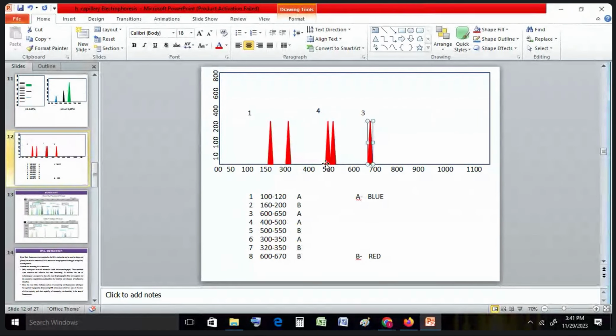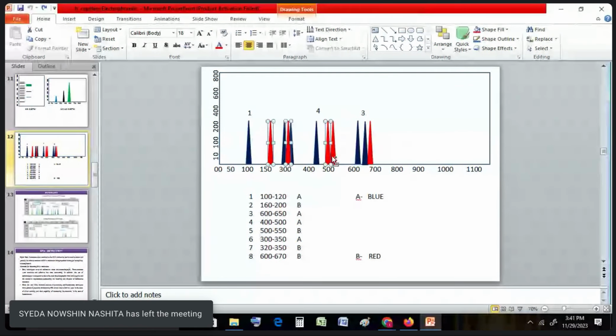What I was saying is that by looking at the peaks here, you can understand the size of the product and also the intensity of the product. This way you can command the software to keep, in this case, all the red color product, or you can command the software to keep all the blue color product, and it will then omit all the red color peaks from here.